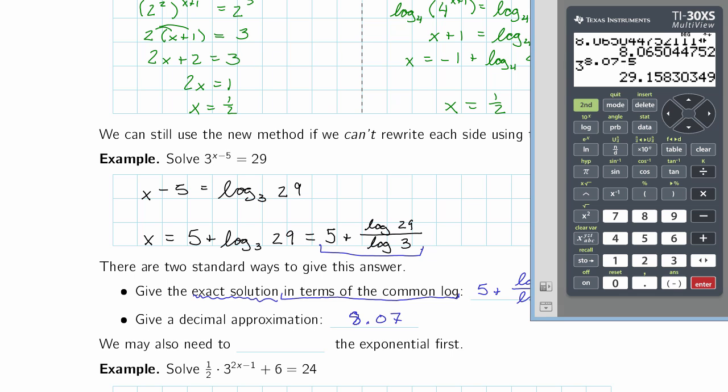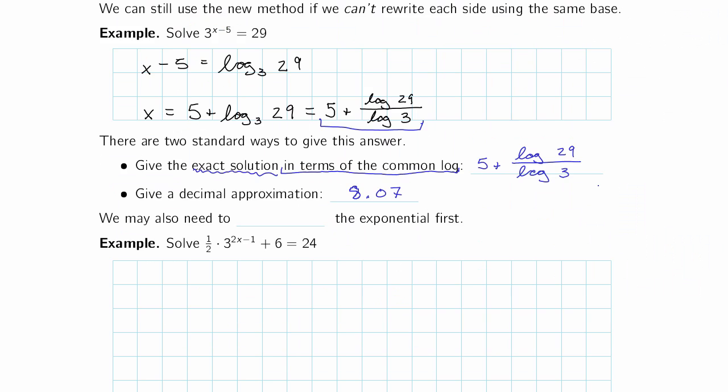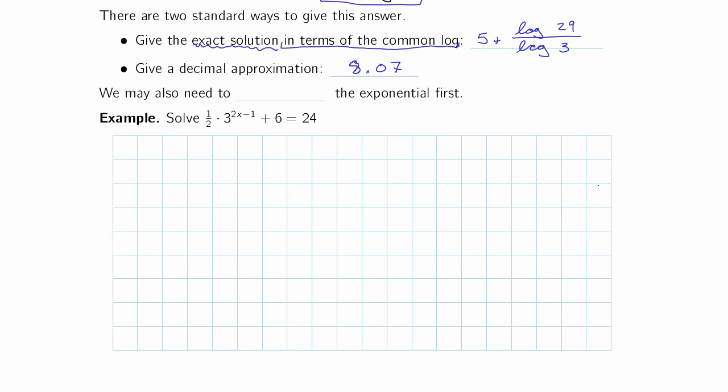Now, the other thing to be aware of when solving exponential equations is that just like any other function, we need to isolate the exponential before we apply the inverse. So how does that work? Here I have this equation where the variable is in this exponential function.